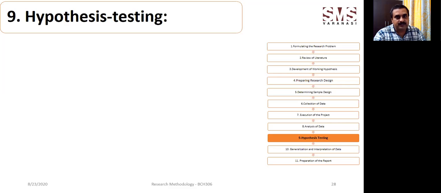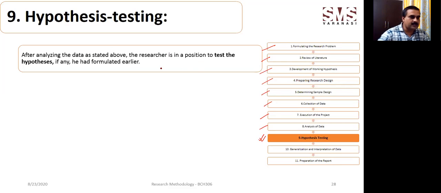We are covering this research process, and I have already told you that this particular question is expected to be asked in a long set of questions. So let's move ahead. As we have already covered problem identification, review of literature, development of working hypothesis, preparation of research design, determining sampling design, collection of data, execution of the project, analysis of data, we are now at the hypothesis testing step. So let's cover it one by one.